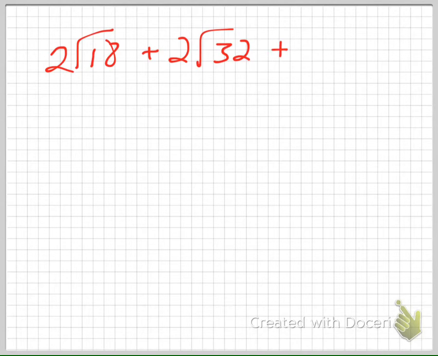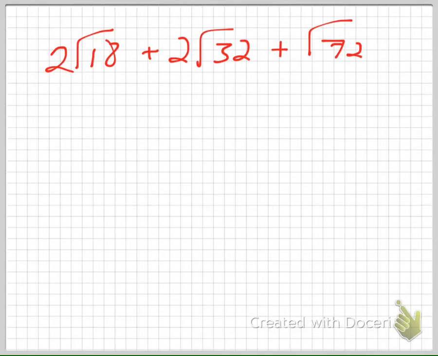Let me give you one that they actually give. Let's do this. 2 times the square root of 18 plus 2 times the square root of 32 plus the square root of 72. Okay, so here we go. We're all looking? This is what we're doing up here. This is long and weird.